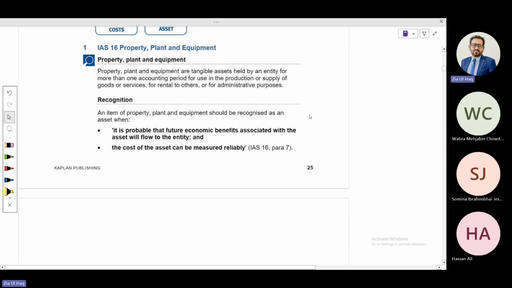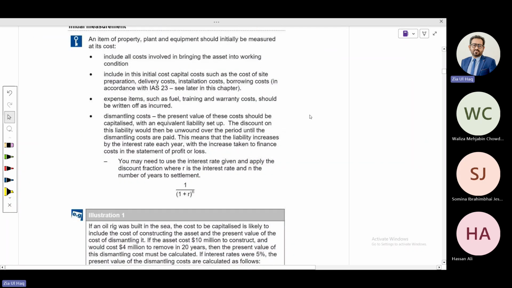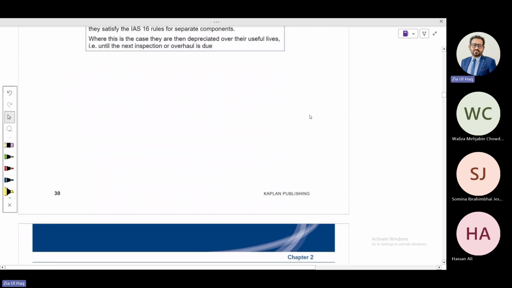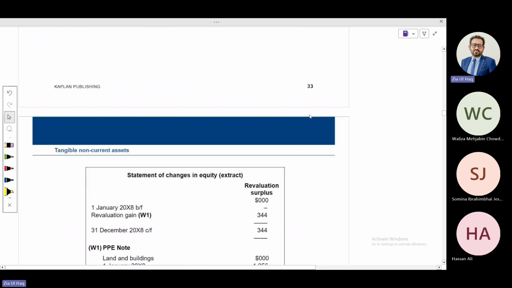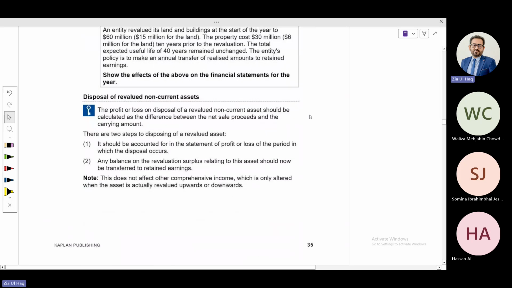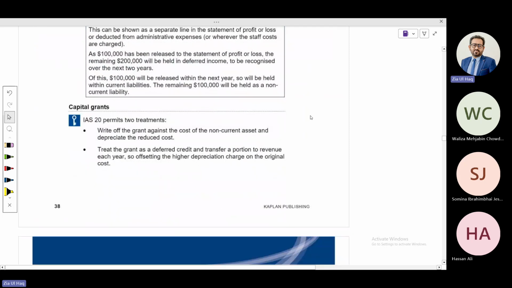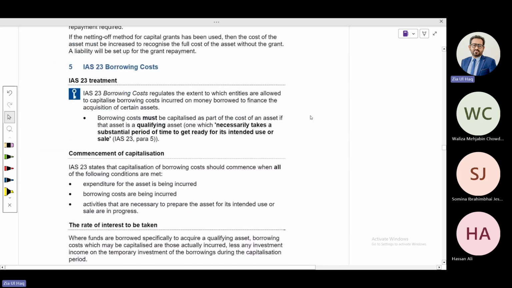So IAS 16 property, plant and equipment we have covered. We have covered dismantling cost in the previous class. If there is any dismantling cost, we need to capitalize it, but how? Using the present value method. IAS 20 government grant we have covered. There are 2 types of grant: revenue nature and capital nature. What is the treatment of revenue nature? What is the treatment of capital nature? We have covered that so far. So let's move towards a new accounting standard, that is IAS 23 borrowing cost.